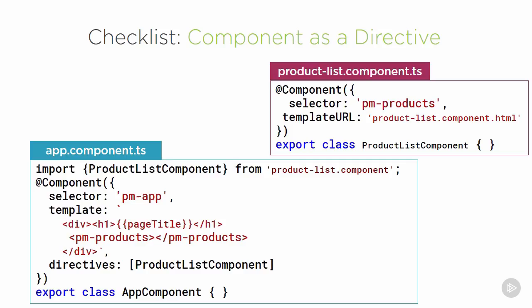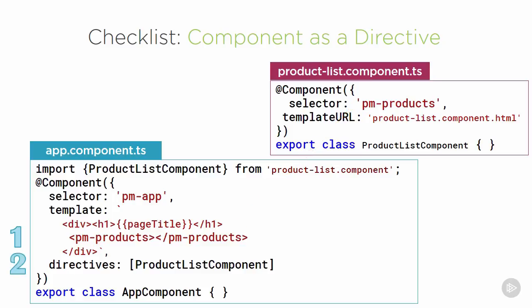This one is a more visual checklist. After building the template, we build its component and learned how to use that component as a directive. Remember our 3 steps? First, we use the directive as an element in the template for any other component. We use the directive component selector as the directive name.